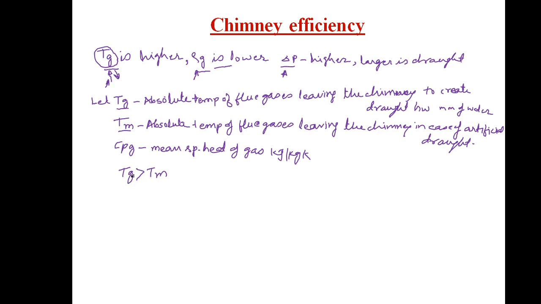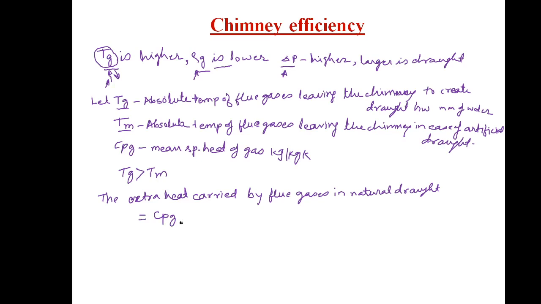Therefore, the amount of heat lost per kg of gas, if we want to find out the extra heat carried by flue gases in natural draught, is given by: generally heat is carried by m Cp delta T. So here m, the mass of gases, is assumed to be 1. So this is equal to Cpg.